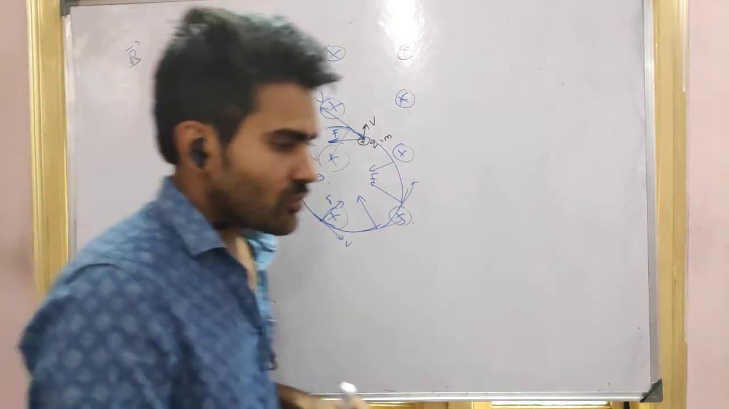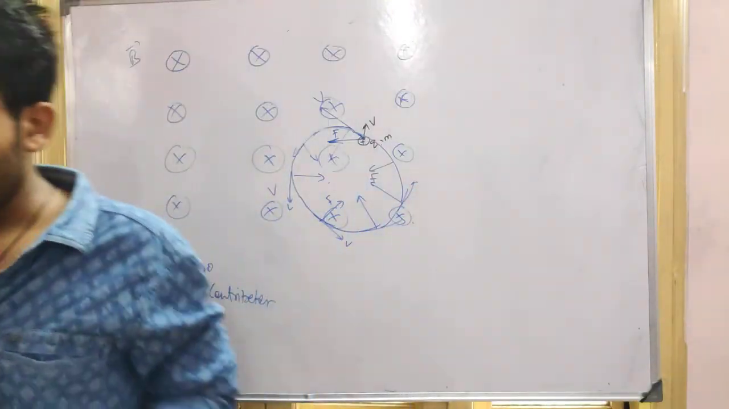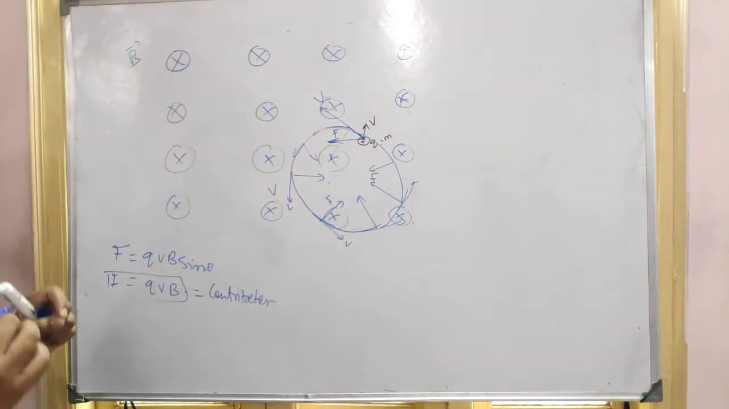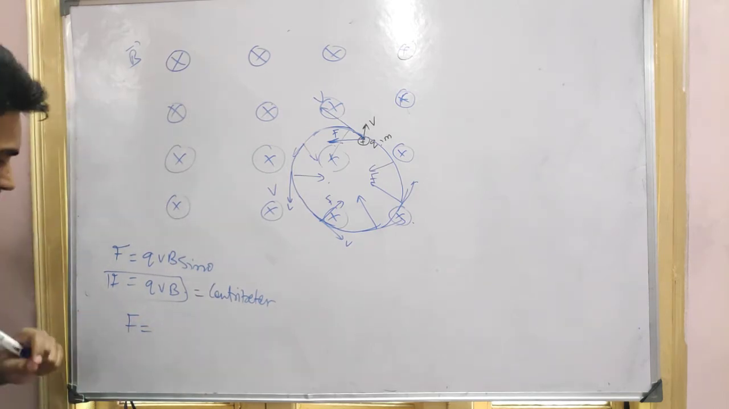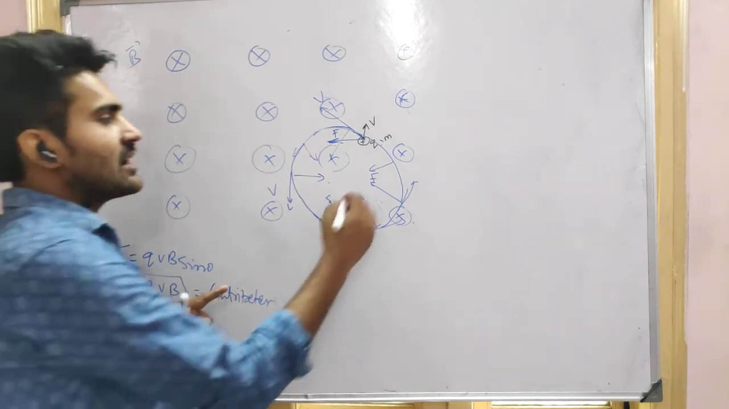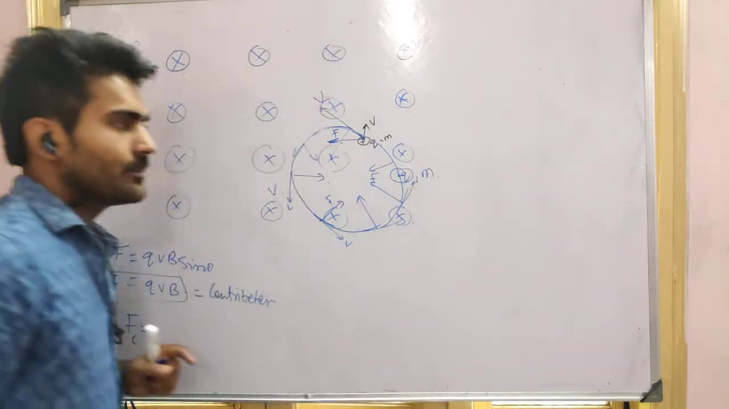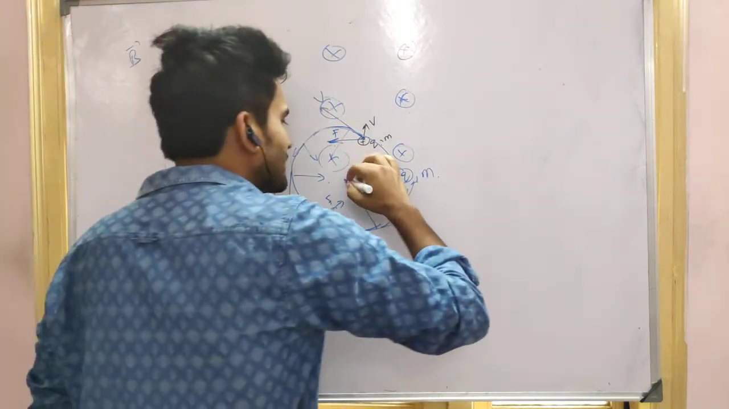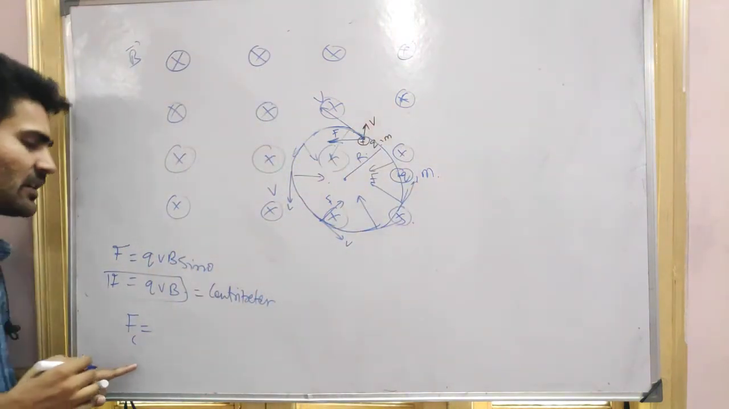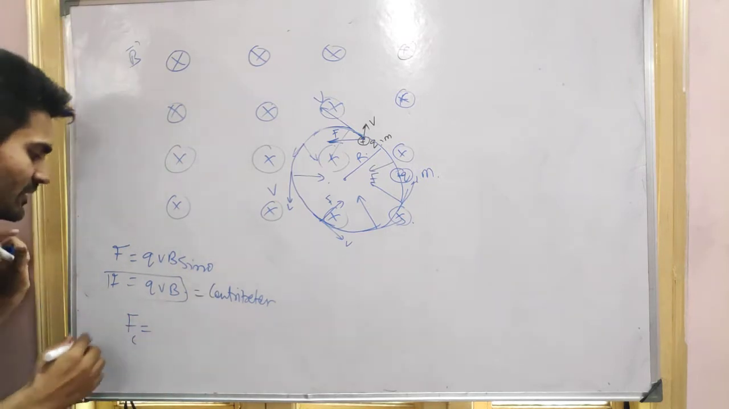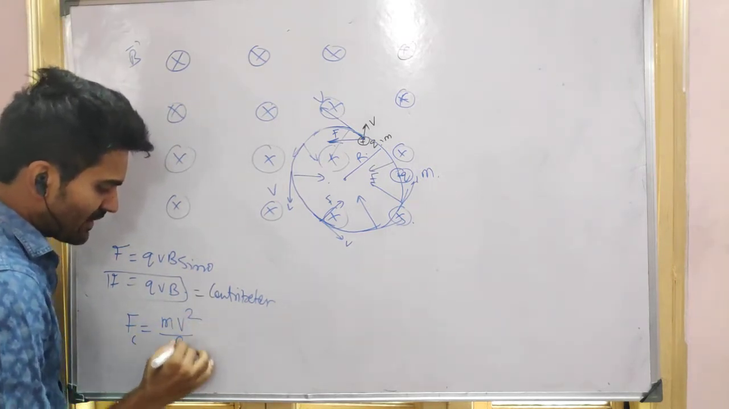Now tell me yes or no. Did you understand this point or not? Now, if you remember, what is the centripetal force Fc? If the mass of this particular charge is m and it is making a radius, let's say r, can you tell me what will be the centripetal force? I think it is mv square by r. Yes.